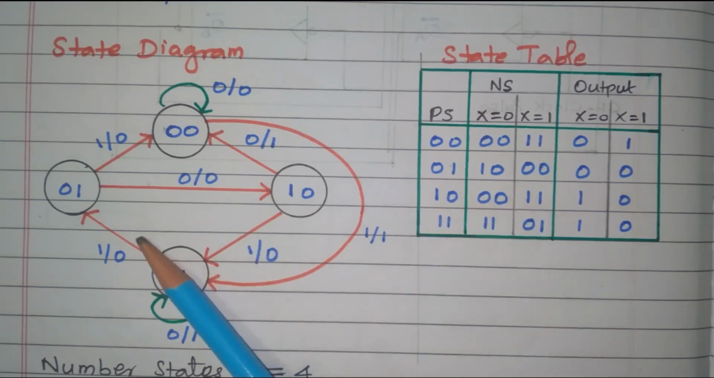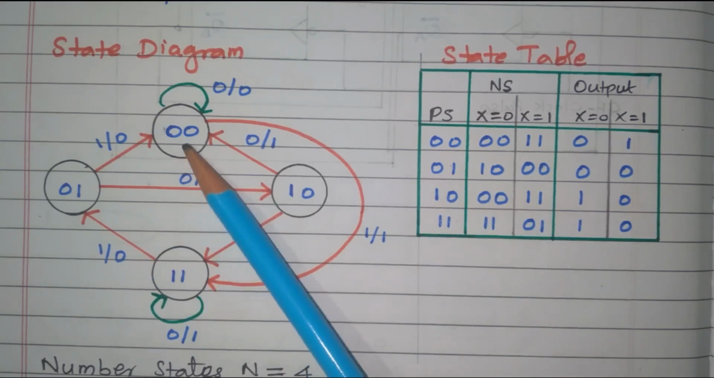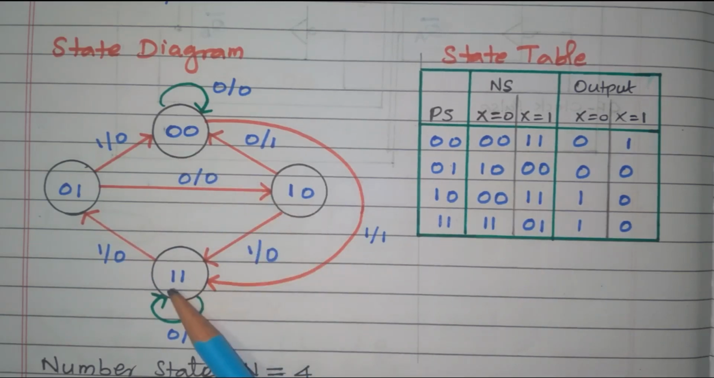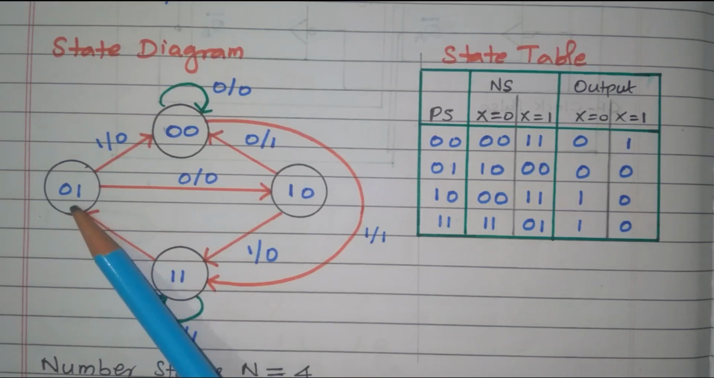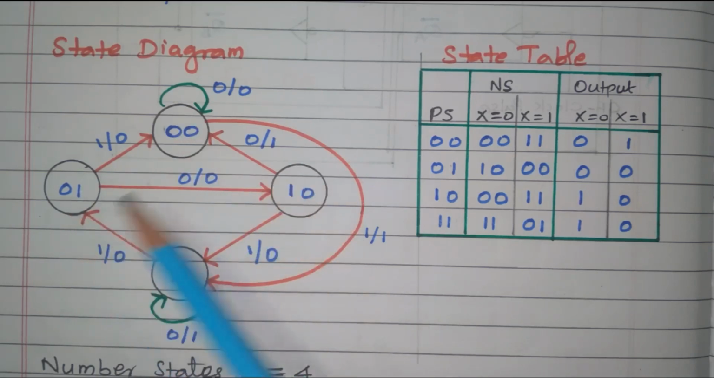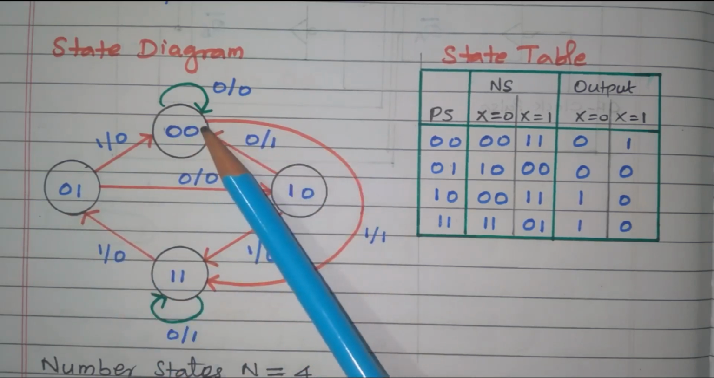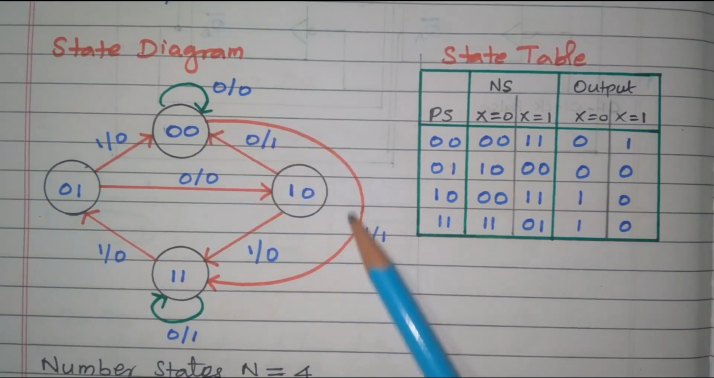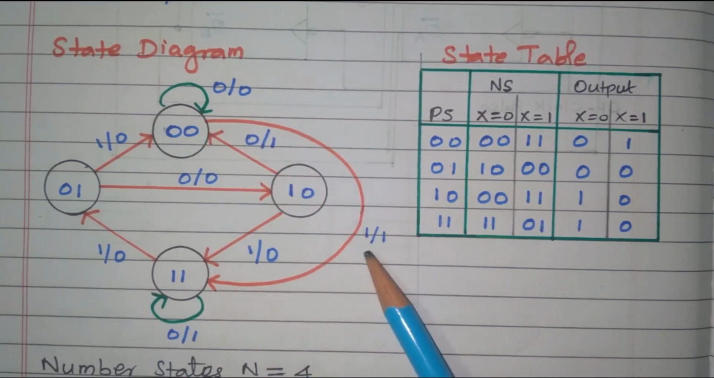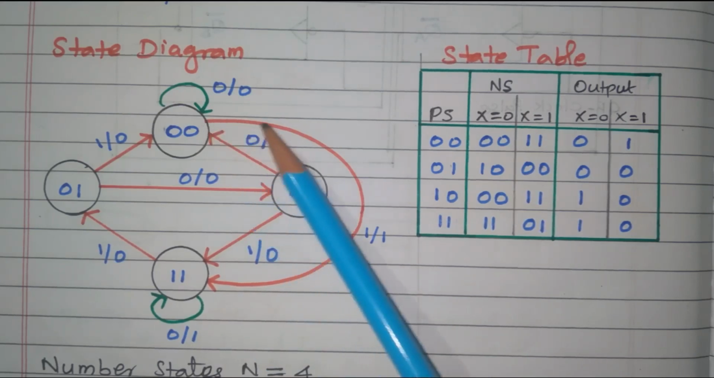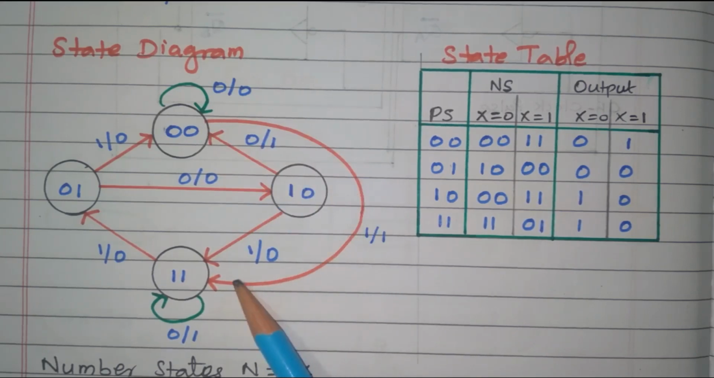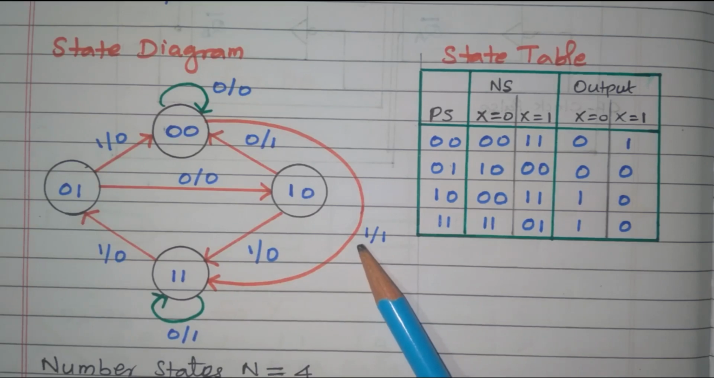In this state diagram, there are 4 states available: 00, 01, 10, 11. So these are all the 4 states. This line indicates the state going from one state to another state. For that, these 2 digits are, first the input, second the output. While the state goes from one state to another, indicated by the red color line, the first digit is the input, the second digit is the output.